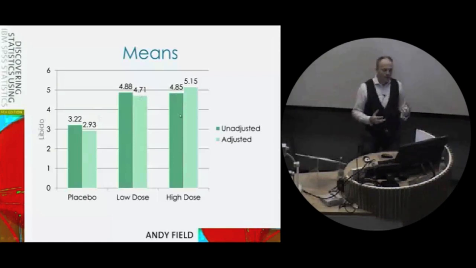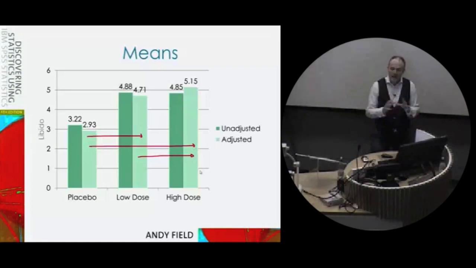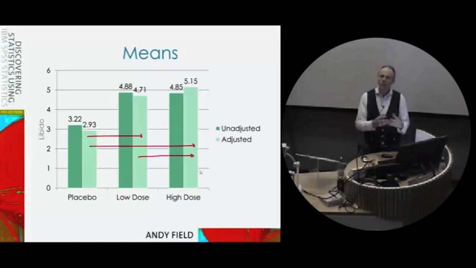So in the ANCOVA, these adjusted means are the things we're comparing. So a significant effect means that there is a difference between these light green bars somewhere. So just bear in mind that you're not comparing the original means, you're comparing these adjusted means.